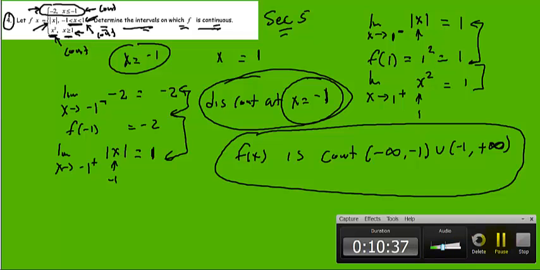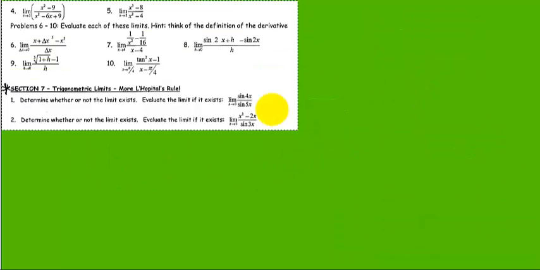Alright, let me pause it again. Okay, now I'm back. So we're finding limits. This is section 6 and section 7, section 6/7. Let me do a few of these problems. Let me do number 4 in section 6.